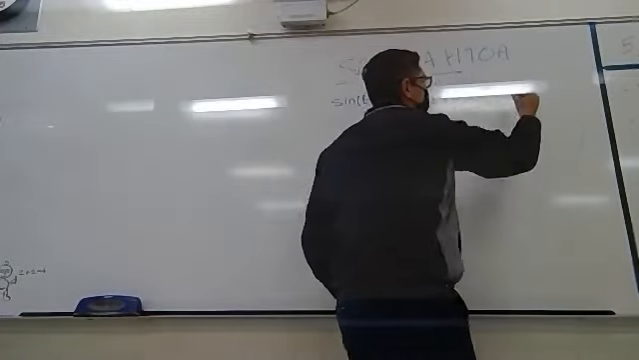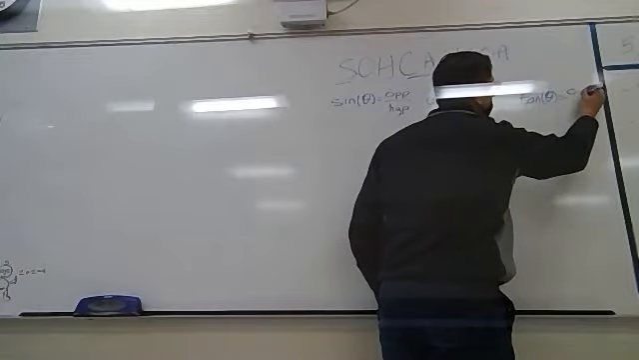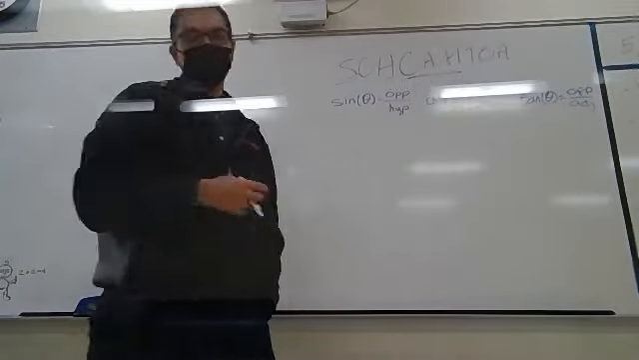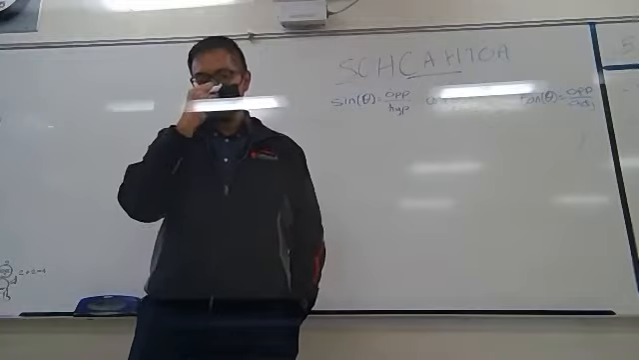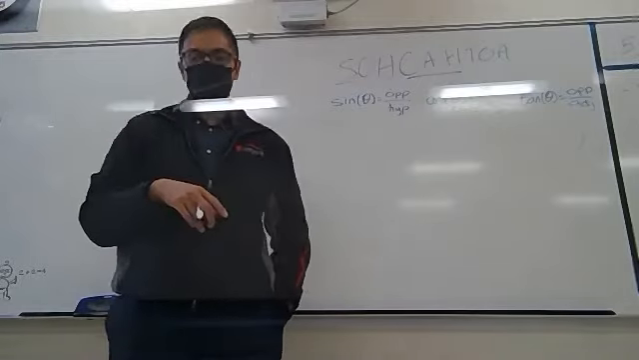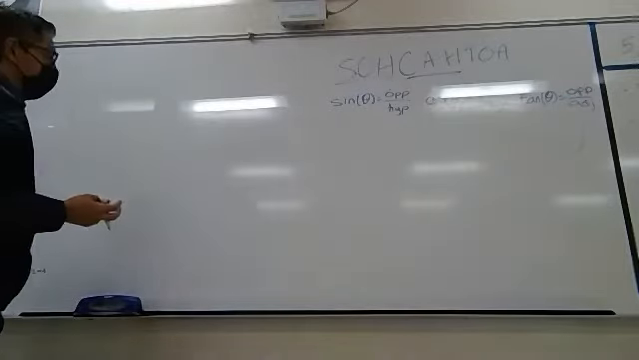And last, TOA: tangent of theta equals opposite over adjacent. T stands for tangent, O stands for opposite, and A stands for adjacent. Okay? So now we're gonna, let's see, problem 3.